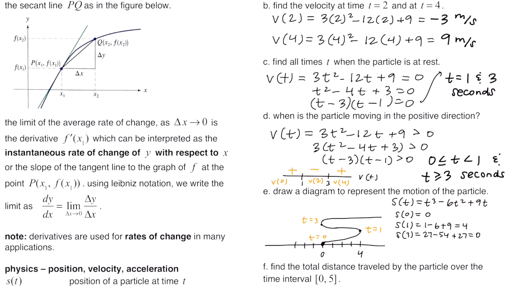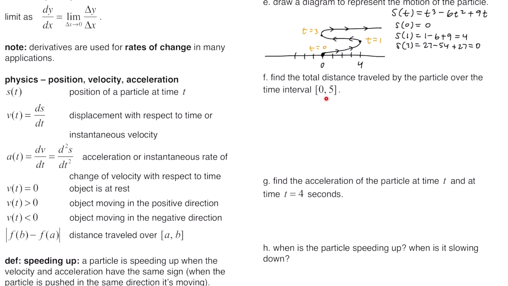So I sketched it out. The particle starts at 0 when t is 0. It starts moving to the right until t equals 1 second. It stops at a distance of 4, and then it starts moving left until 3 seconds. And at 3 seconds, it's back at 0, and then it continues to move to the right again. So we could leave our graph like this, or we could add in little arrows to indicate direction. And there you go.